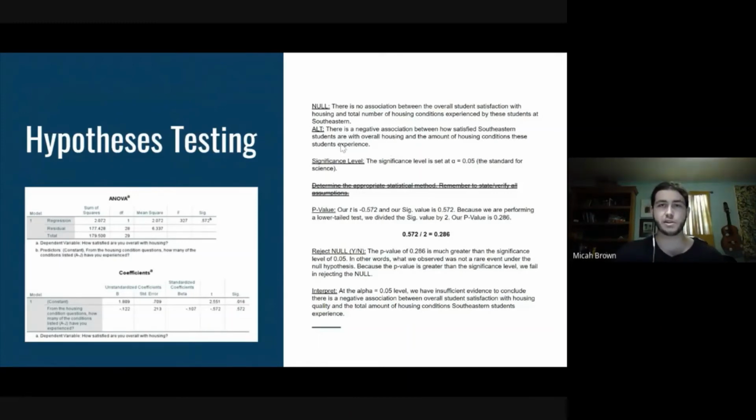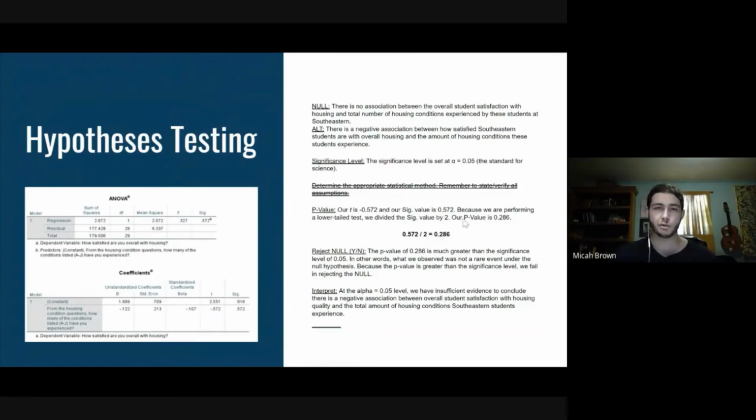For this, we set our significance level at the alpha 0.05 level, which is the standard for most scientific research. We had to select the appropriate statistical method, and after this, we had to determine our p-value based on the coefficients chart to the left, and we found that our t is negative 0.572, and our sig value is 0.572.